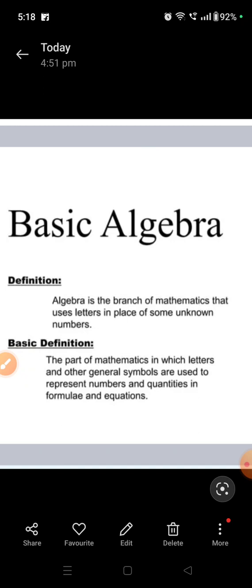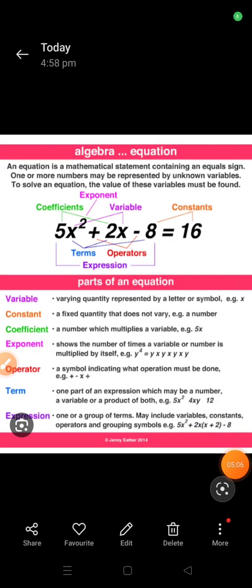So let's go to the next slide. So Purva, what did you put on the screen, what is this? So guys, please see. So we know what algebra is now. Now there are some components of algebra, no? So we have to study those components.